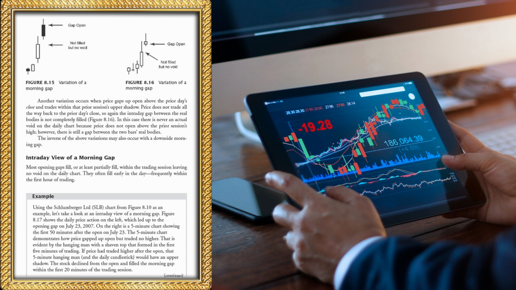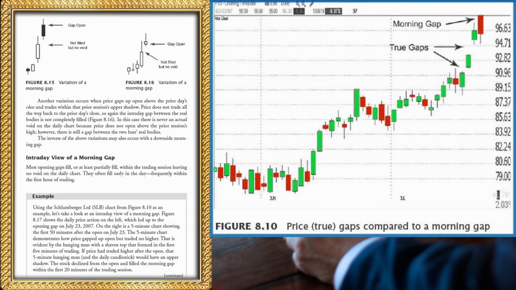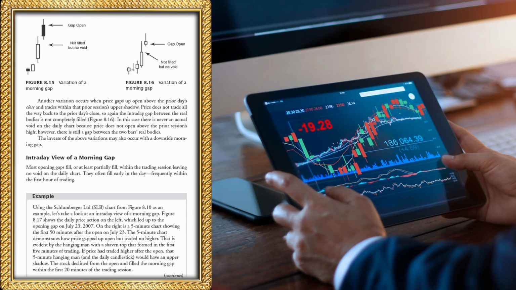Most opening gaps fill, or at least partially fill, within the trading session, leaving no void on the daily chart. They often fill early in the day, frequently within the first hour of trading. Example: using the Schlumberger Limited (SLB) chart from Figure 8.10 as an example, let's take a look at an intraday view of a morning gap.